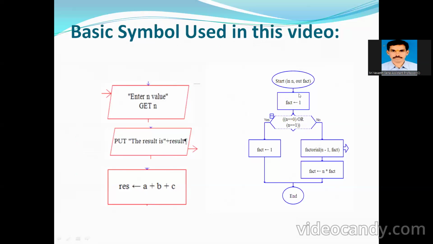Here this is the basic symbol we are using. If the n value is 0 or the n value is 1, we simply return 1. If the n value is neither 0 nor 1, then we call n into factorial of (n minus 1). So n minus 1 is my input parameter, and fact is the output parameter. Here n is the input parameter, fact is the output parameter. My function name is factorial.